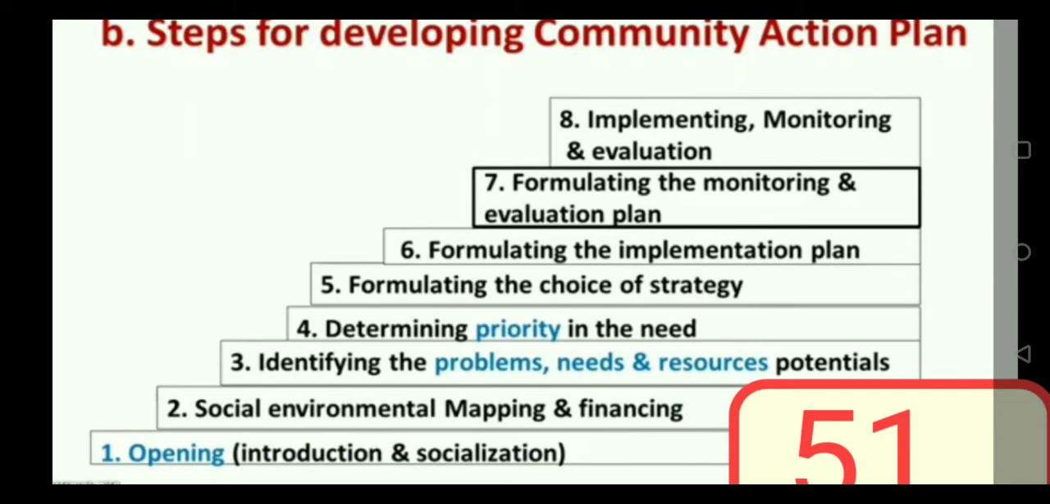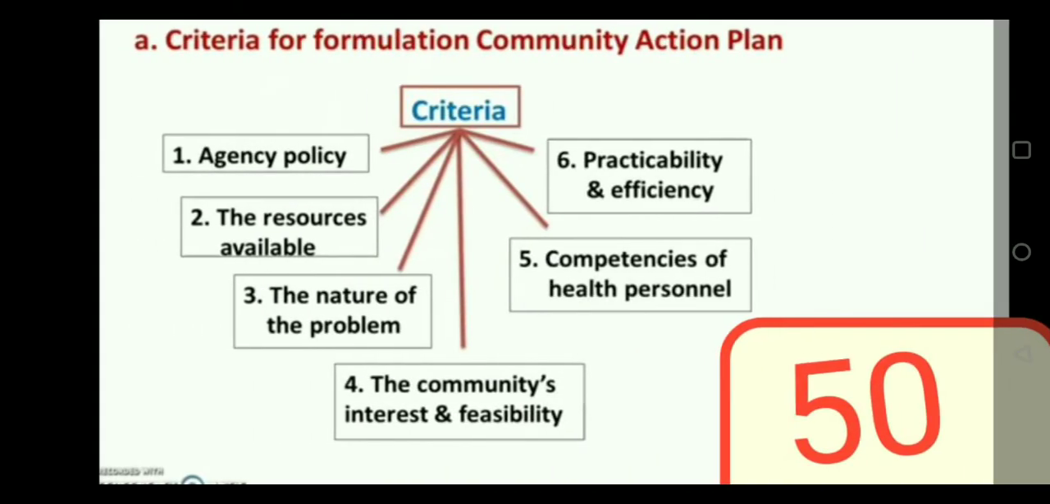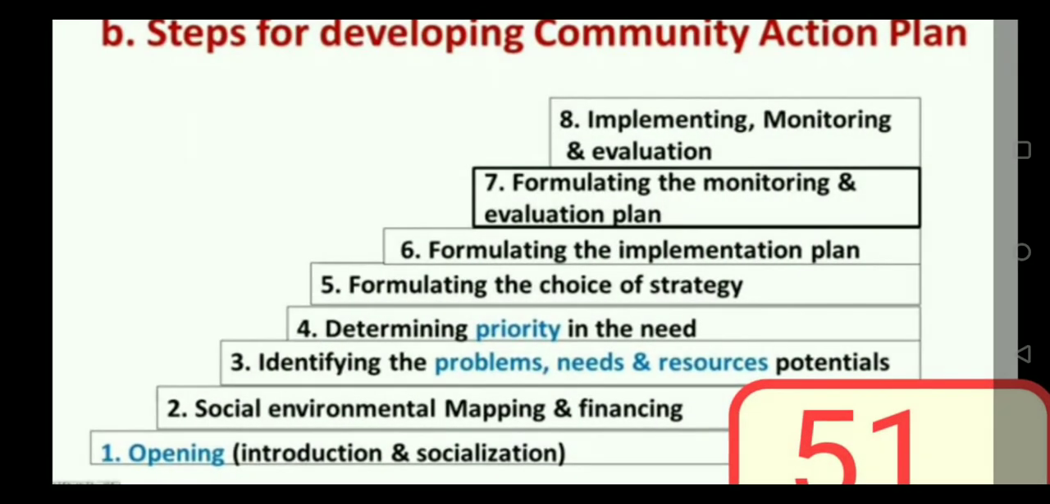So here we have learned about the criteria. There are 6 criteria for the formulation of the community action plan. First one, agency policy. Second one is resources available. Third one is the nature of the problem, and fourth one is community interest and feasibility. Then fifth one is competency of the health personnel, and the sixth one is practicability and efficiency.